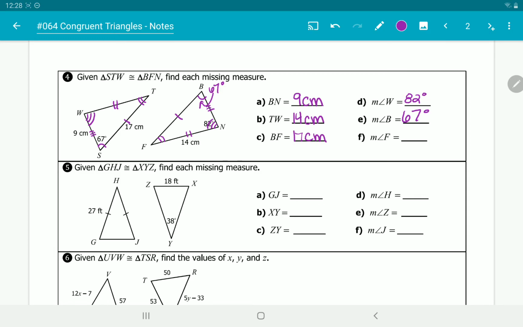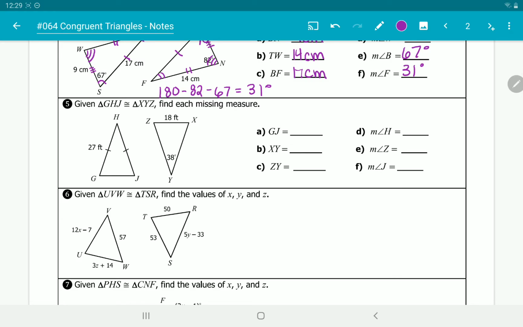Then it asks for angle F. Well, it has 2 angle marks, okay? And this one has 2 angle marks, but that one doesn't have an angle measure written down, so we can't use that. But we do know 2 of these angle measurements in the triangle. So if we subtract this 82 and we subtract the 67, then that will give us the leftover angle, angle F here, and that's going to give us 31 degrees.